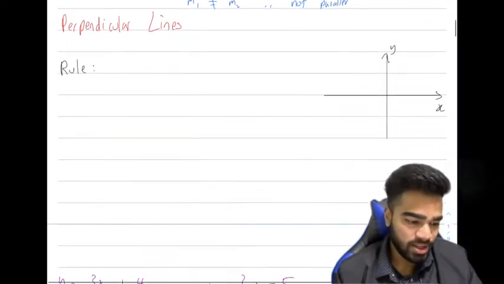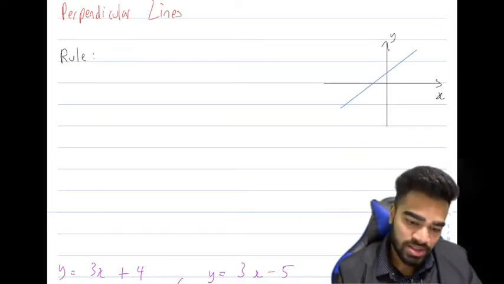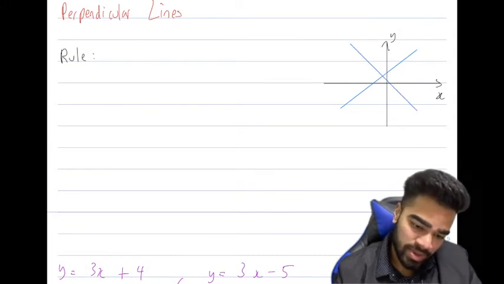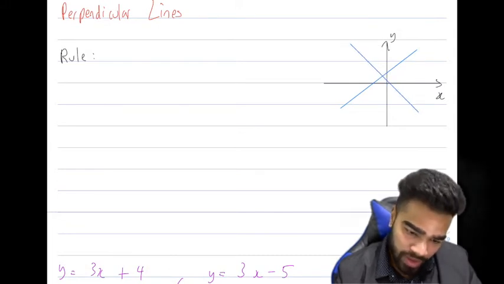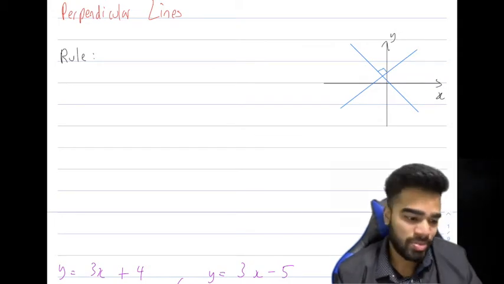It's a little bit more complicated with perpendicular lines. Firstly, let's talk about what a perpendicular line is. It's any two lines that, when they intersect, when they touch each other, make an angle of 90 degrees. That's what a perpendicular line is.